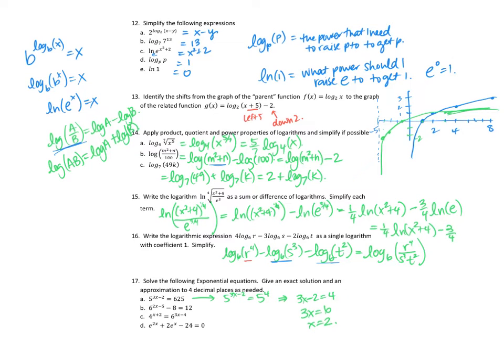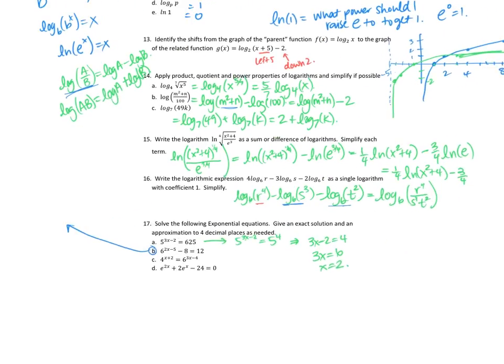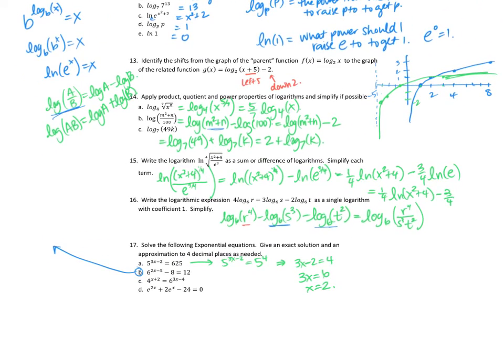Let's do B in blue. So we'll move it over here. So I can add the 8 over. I get 20. Okay. So I have 6 to the 2x minus 5 is equal to 20. Now 20 is not an even power of 6. So in this case, I'm probably going to have to give an approximation to 4 decimal places.